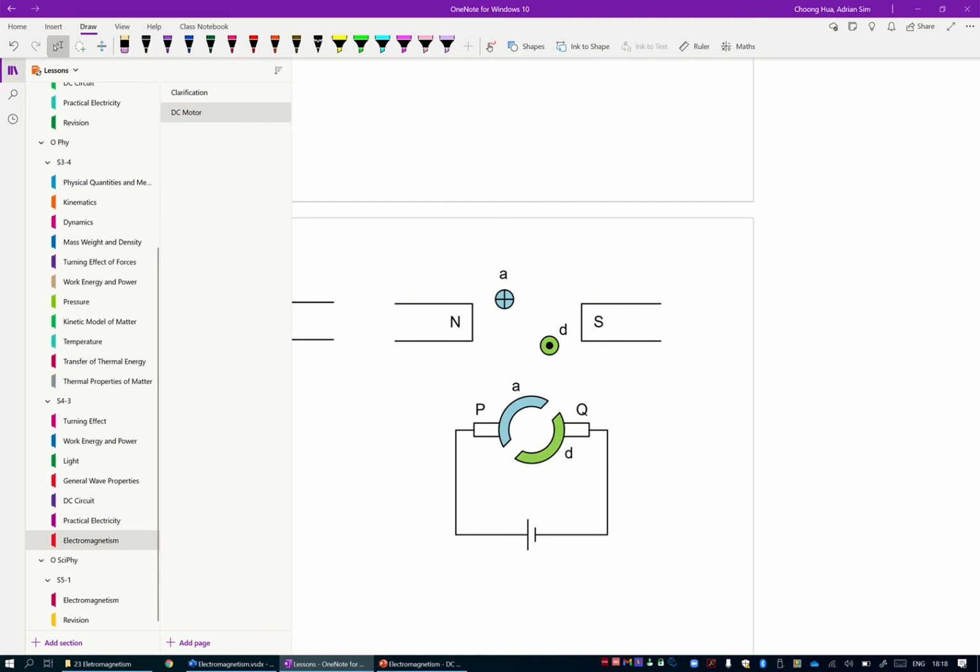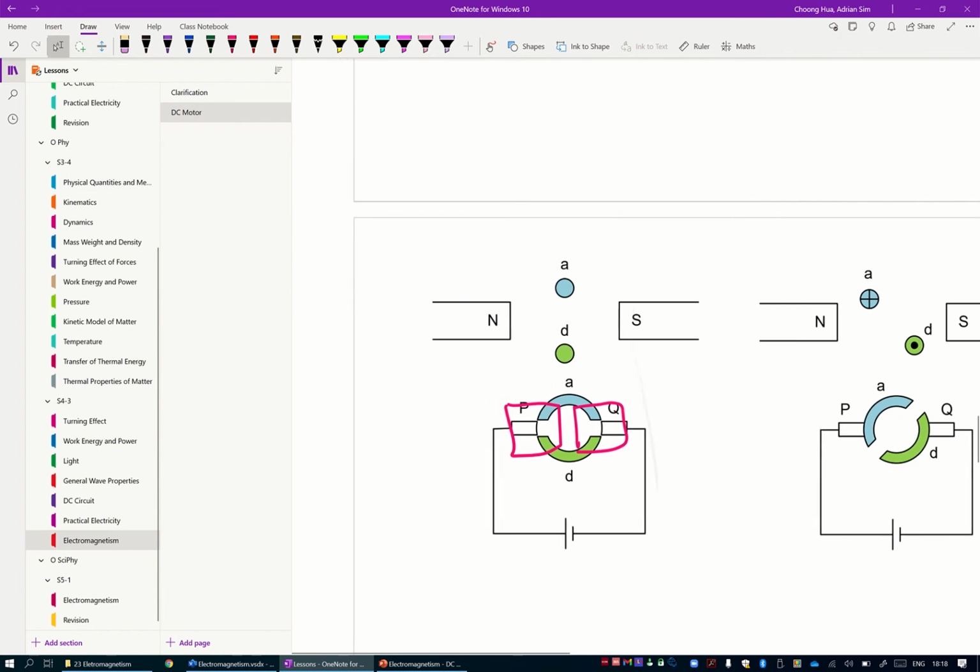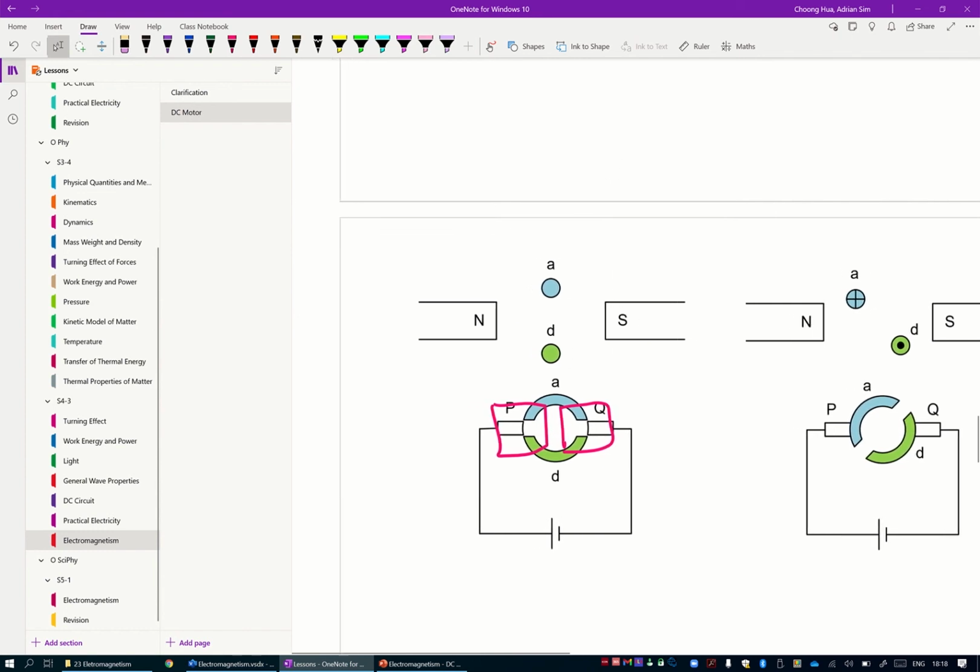So up to this point, it's pretty much very easy to recall, right? Every time when there's a current flow, you have to use your Fleming left-hand rule to determine the direction in which the coil will turn. Okay, place your Fleming left-hand rule along the coil, along one side of the coil, not the whole coil, because the direction keeps changing in the whole coil. Alright, along one side of the coil, and then determine the direction of the current flow.